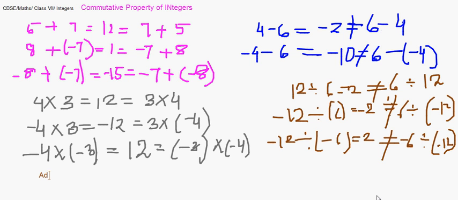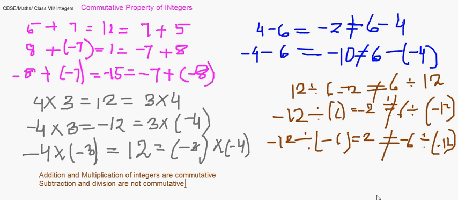Addition and multiplication of integers are commutative. Subtraction and division of integers are not commutative. I just forgot to write subtraction and division of integers. We are talking about the properties of integers, so this will be applicable. So this is our second property.